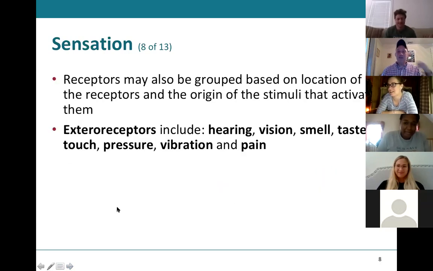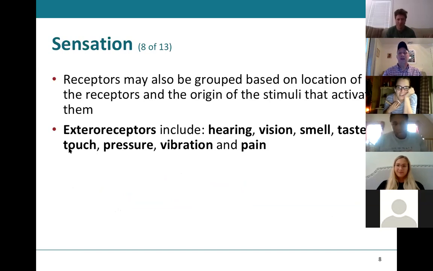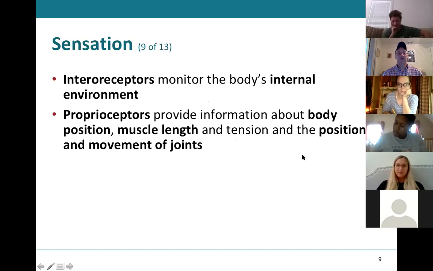Now that I've given you this idea that there are receptors, the hard work of chapter 16 is figuring out how the receptors have been classified. Getting to the question you were asking, Amy, exteroreceptors may be described in several different ways. They could be part of hearing, vision, smell, taste, so outward-facing receptor structures versus internal-facing receptor structures.